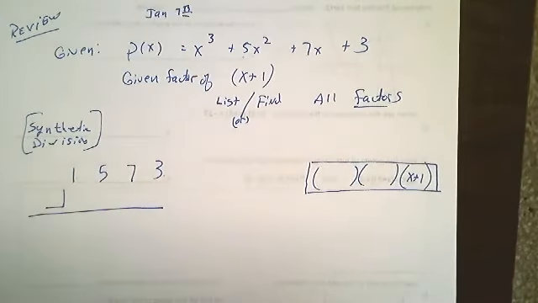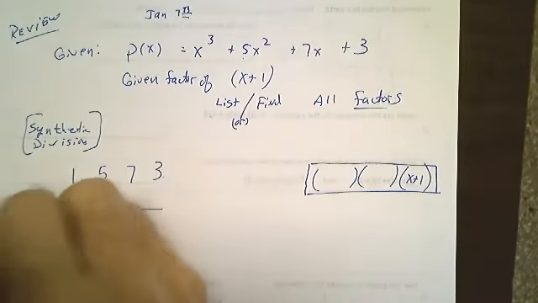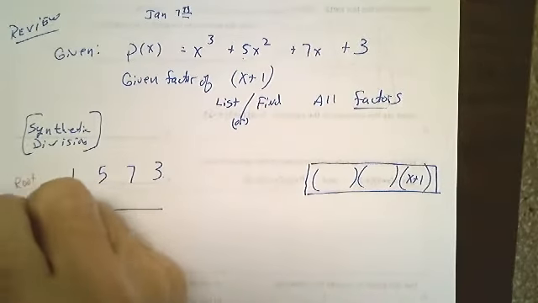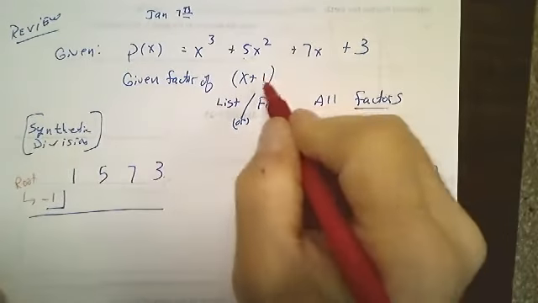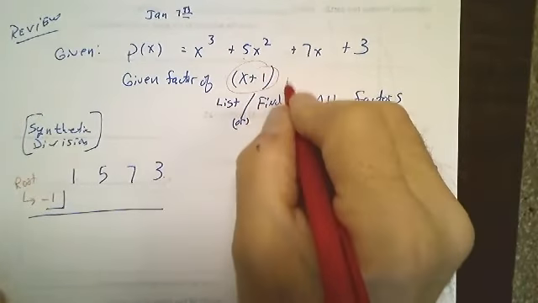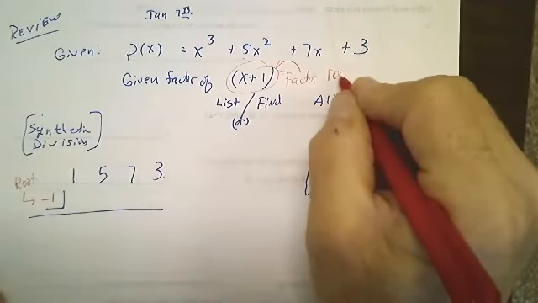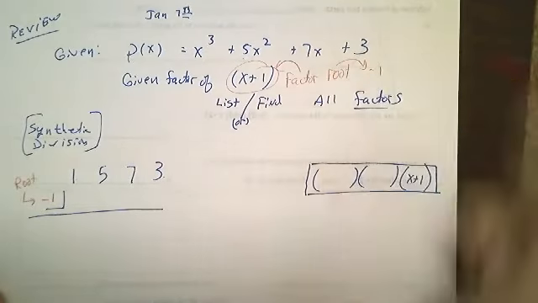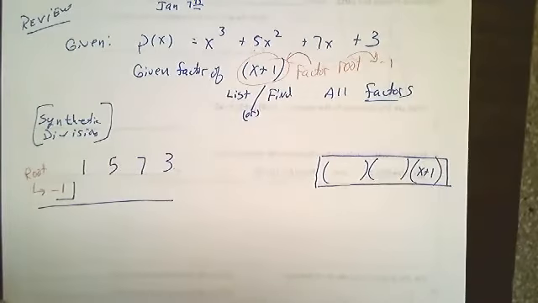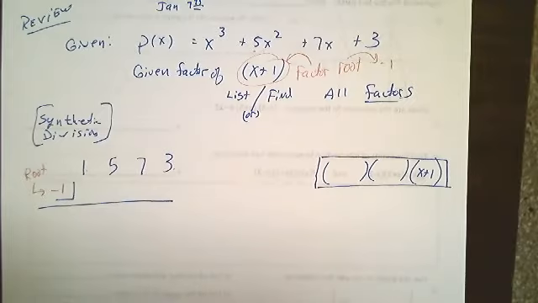All right, Ms. Crum, what goes in that sideways bracket? -1. This is called the root of this factor right here. So that's the factor, and the root would be -1. Very good. All right, now all you got to do is just follow along.